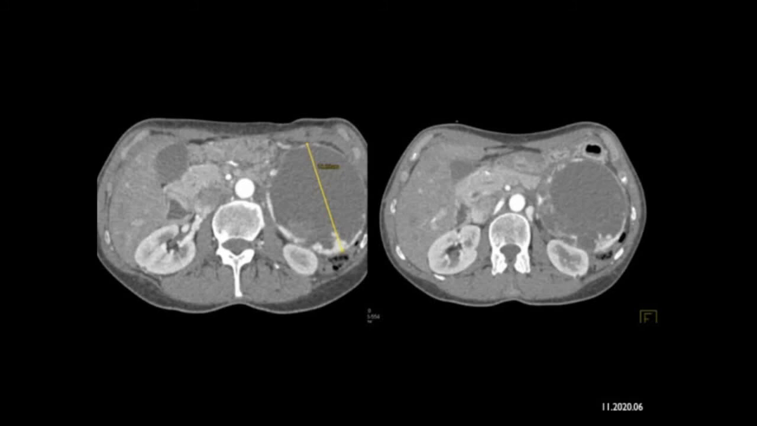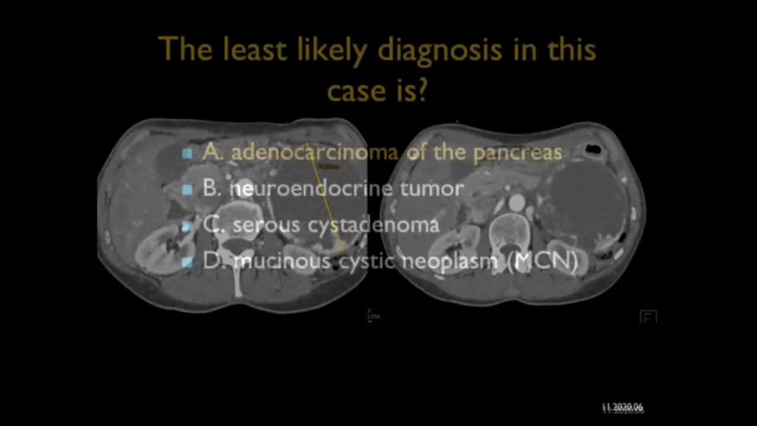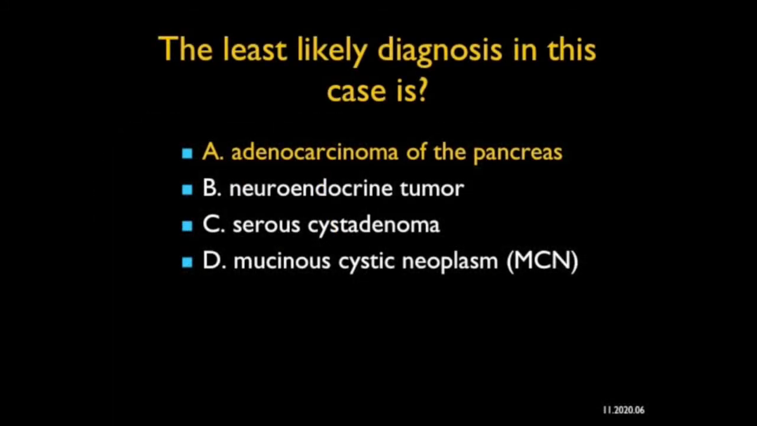The one thing this is not going to be is adenocarcinoma. Those lesions are hypovascular, minimal vascularity, solid. So that's the answer, the least likely diagnosis. And yes, by the way, this was a neuroendocrine tumor.